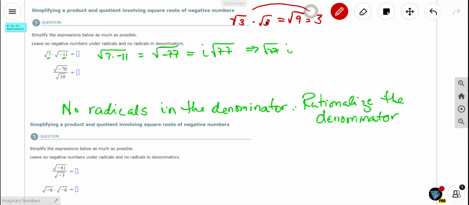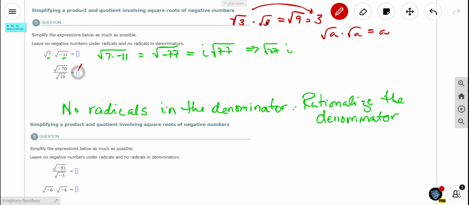You could just jump to here. Because look, the square root of a times the square root of a is equal to a. Because it's equal to the square root of a squared, which is simply a. Okay, we're going to take advantage of this rule right here, right now. What we're going to do is rationalize the denominator.